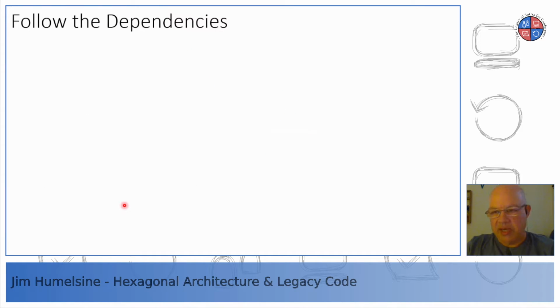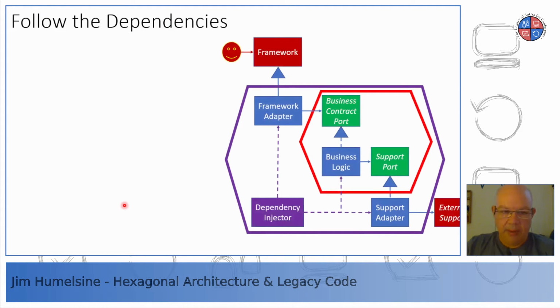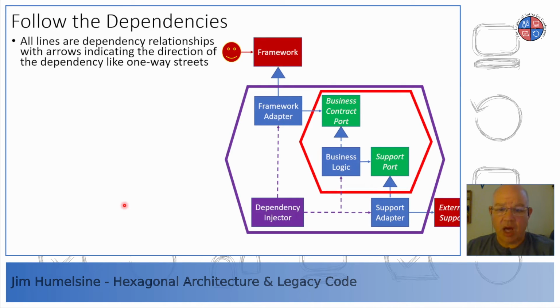All right, so let's follow the dependencies. And this is where I think things work really well with the hexagonal architecture. All the lines with the arrows on them represent dependencies. Even the triangles are arrowheads representing dependency. And it's kind of like a one-way street. So the framework adapter knows about the framework and it knows about the business contract. But the business contract does not know about the framework. And the framework doesn't really know about the adapter either. So it's not only that one thing depends upon another, it also includes knowledge.